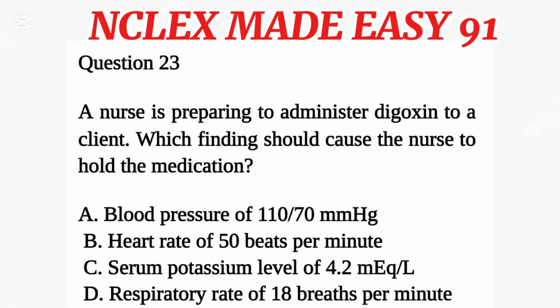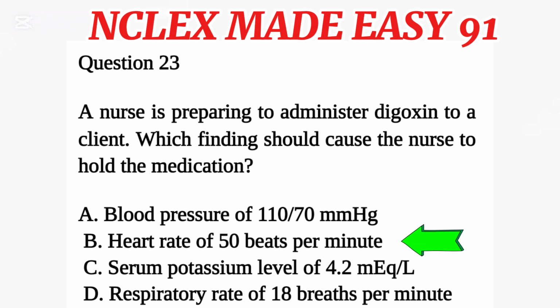moderation. Question 23. A nurse is preparing to administer digoxin to a client. Which finding should cause the nurse to hold the medication? A. Blood pressure of 110/70 millimeters of mercury. B. Heart rate of 50 beats per minute. C. Serum potassium level of 4.2 milliequivalents per liter. D. Respiratory rate of 18 breaths per minute.